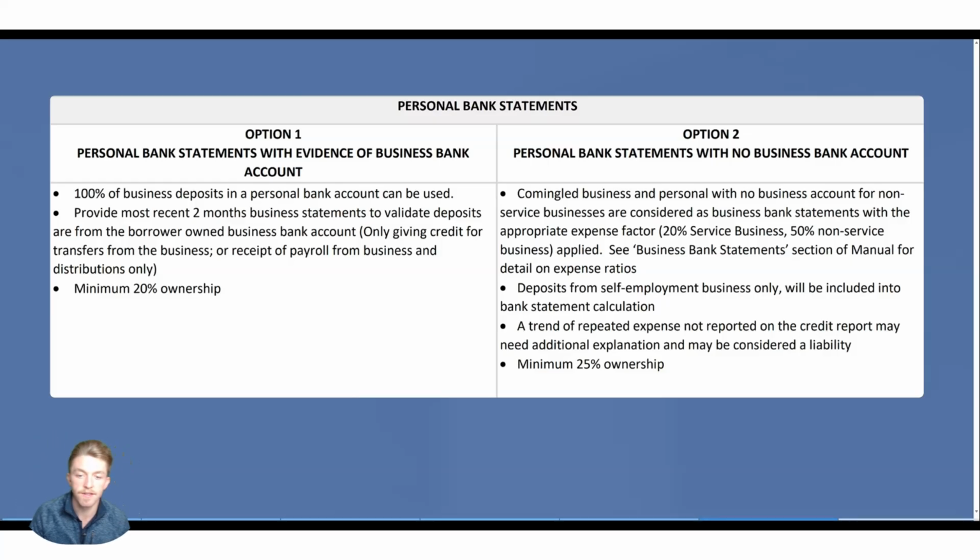Okay, so deposits from self-employed businesses only will be included into this bank statement calculation. And you must also show a trend of repeated expenses not reported on credit report, may need additional explanation, and may be considered a liability. So keep that in mind. And with this option, we need you to own at least a minimum of 25% of the business.